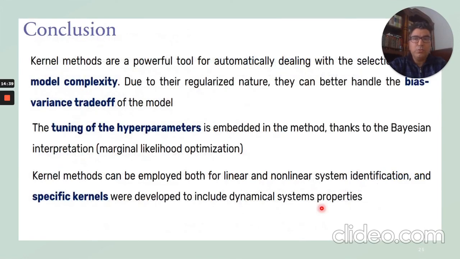So to conclude, we can see that that kernel is a very good tool for system identification, especially for the challenge of the bias and variance trade-off. And also, by tuning the hyperparameters, we can get a better model. And this kernel doesn't work only for linear; it can also work for nonlinear. We just have to use the specific kernel that satisfies some properties of those impulse responses.